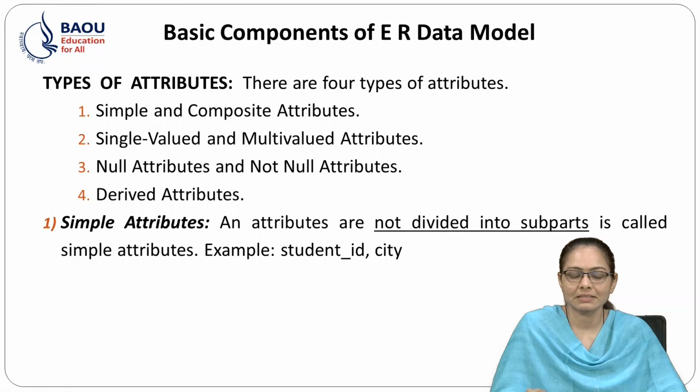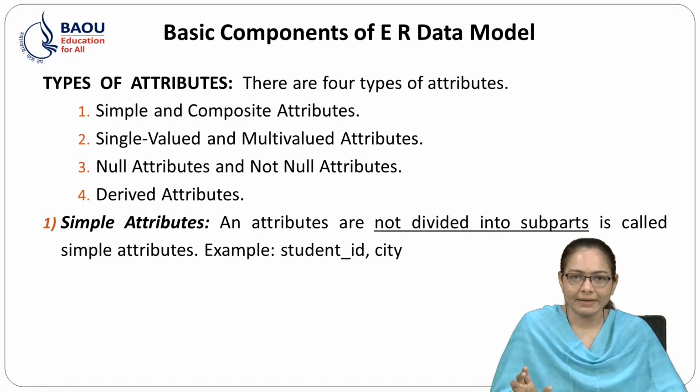Now what are simple attributes? Simple attributes means the attributes are not divided into subparts. So it is not divided into subparts. For example, student ID and city. Student ID is not divided into subparts or subfields. So it is called a simple attribute.